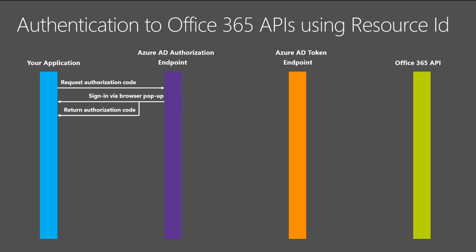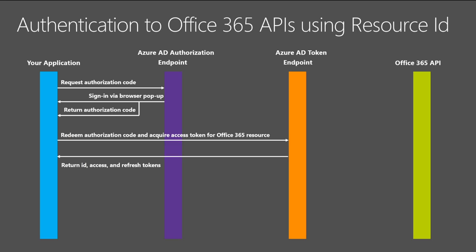That web page is going to force the user to sign in if they're not already signed in. If they're already signed in, it'll just ask them, do you want to give this app access? And if the user says yes, the authorization endpoint creates what's called an authorization code. And it sends that authorization code back to the application. The application turns around and sends the authorization code in a web service call to a token endpoint. So that's the second OAuth endpoint.